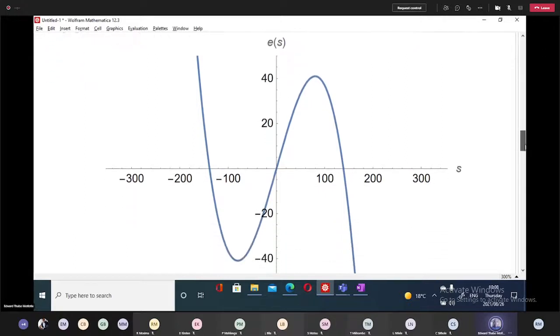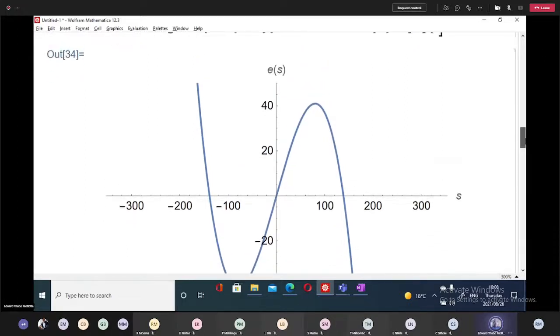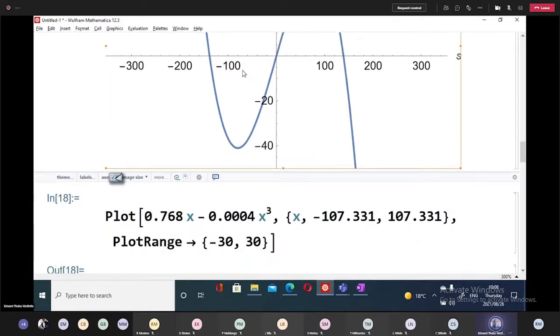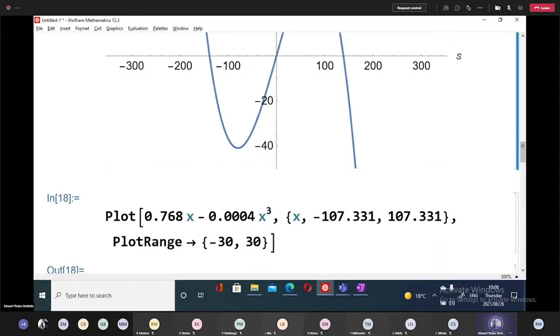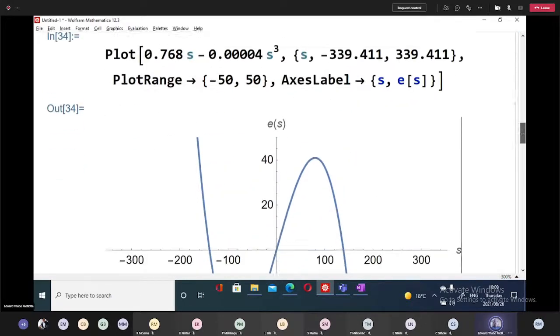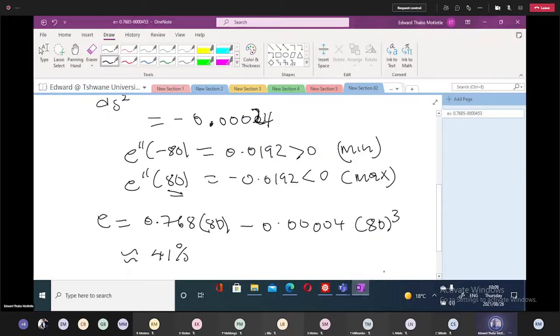So this is the graph. You can clearly see that around here somewhere, this is 20, 40, 60, 80. So at 80, at this point, we'll have a maximum efficiency, and we'll have a minimum efficiency at minus 80 here, when s is equal to minus 80. I was just testing if indeed this solution makes sense. Now it makes sense in that case.